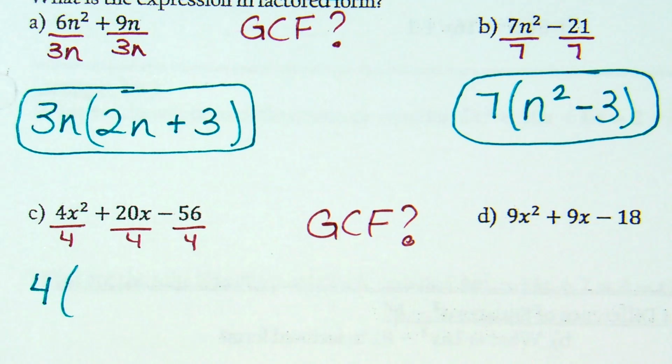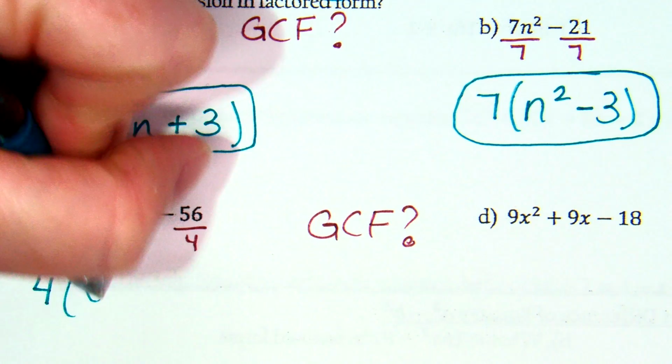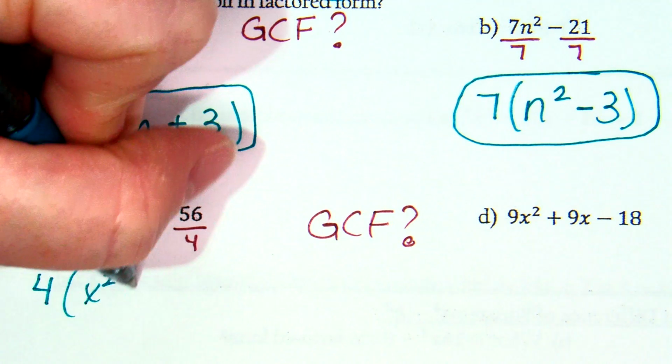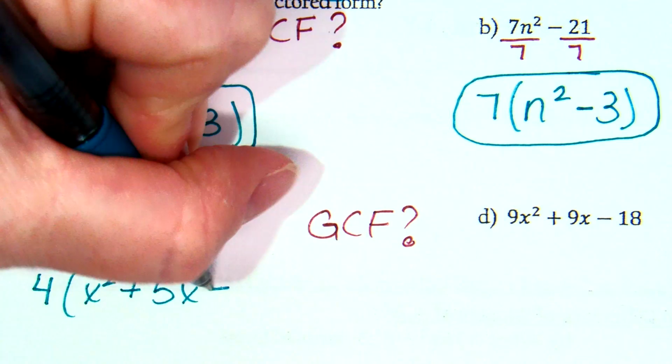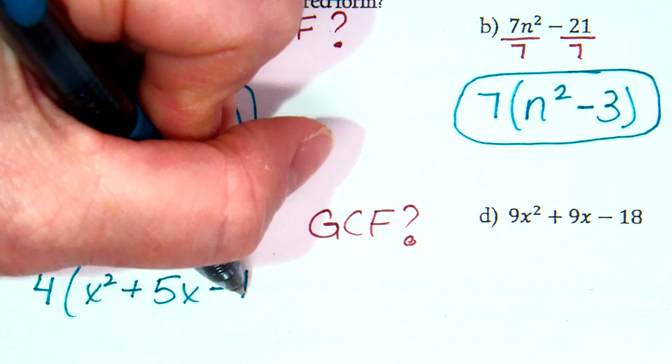4x squared divided by 4 is x squared. 20x divided by 4? 5x. Minus 56 divided by 4? 14.